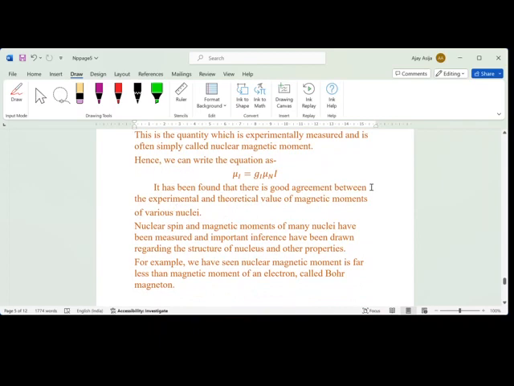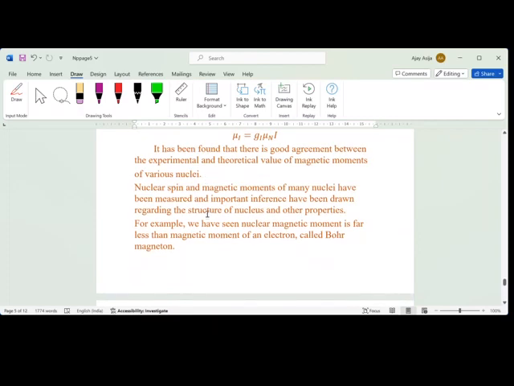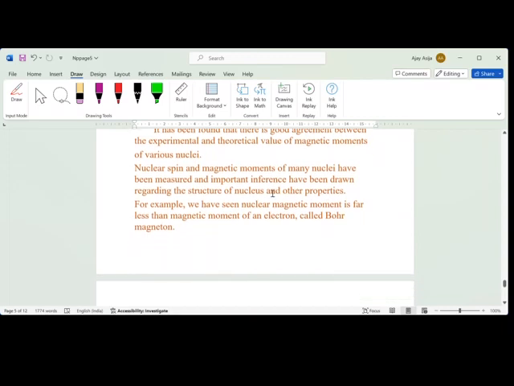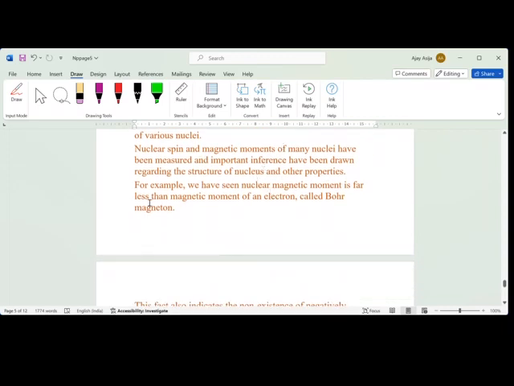It has been found that there is good agreement between the experimental and theoretical values of magnetic moments of various nuclei. Nuclear spin and magnetic moments of many nuclei have been measured, and important inferences have been drawn regarding the structure of the nucleus and other properties. This is the significance of nuclear spin and magnetic moment. What is the significance? We can measure nuclear spin and magnetic moment, and important inferences regarding the structure of the nucleus and other properties can be drawn from these measurements.